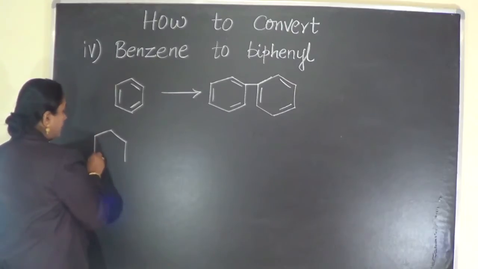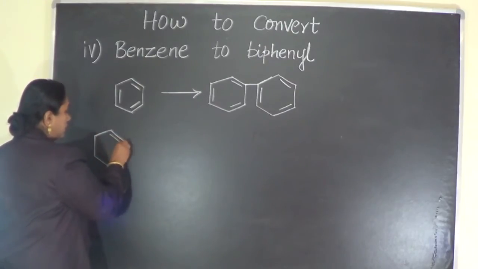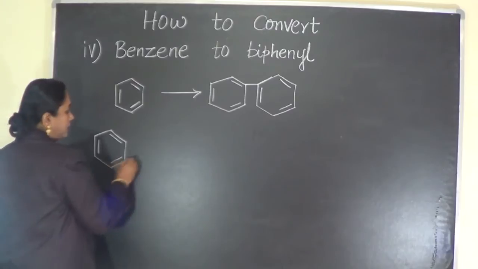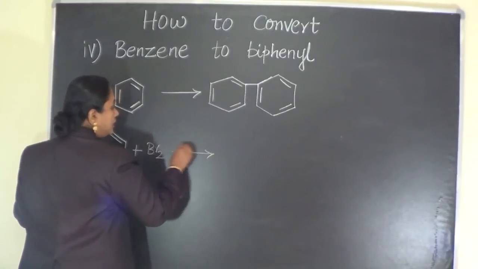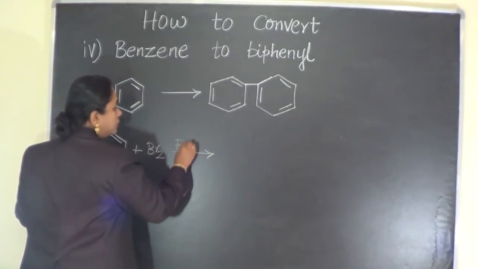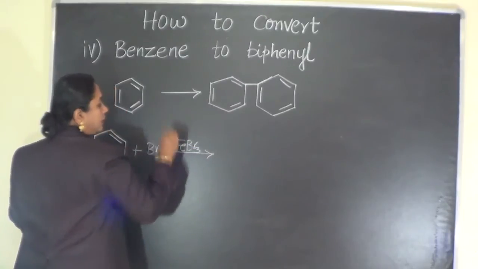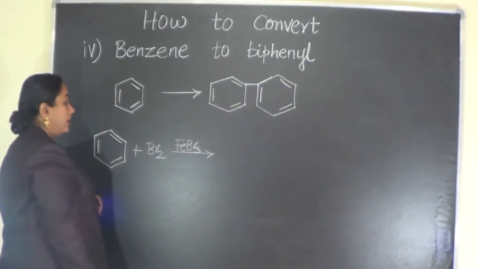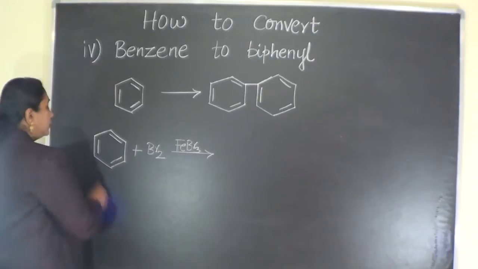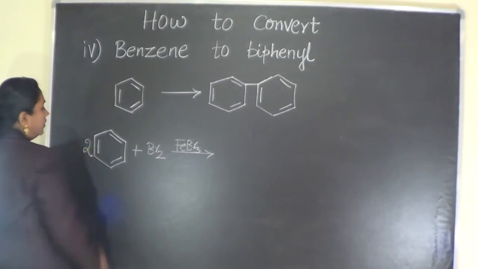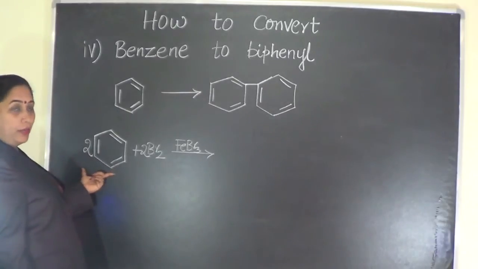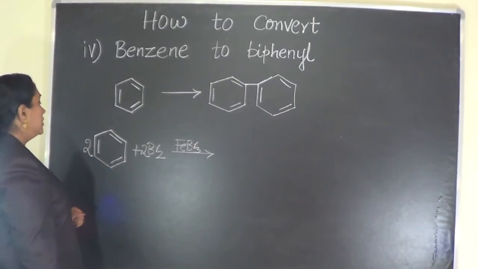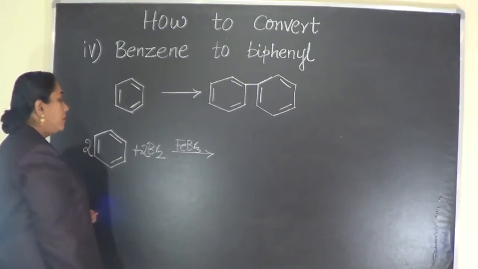Benzene is subjected to halogenation. Let me say I am subjecting it to the process of bromination. This has to be done in presence of a halogen carrier like FeBr3, ferric bromide. So two such rings of benzene, or two such molecules of benzene, will undergo the process of bromination.